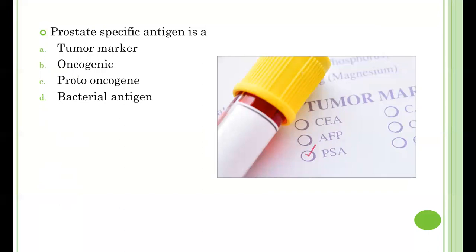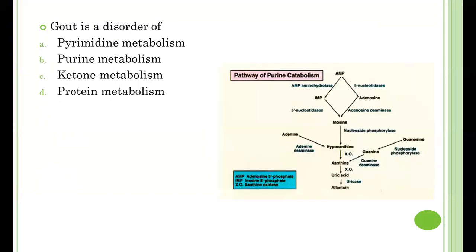Prostate specific antigen is: the options are tumor marker, oncogenic, proto-oncogene, bacterial antigen. So the correct answer is option A. It is a tumor marker. Moving to the next question.